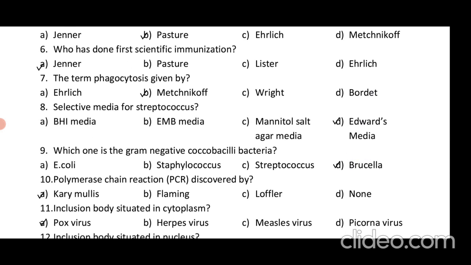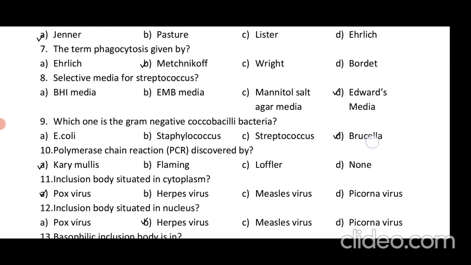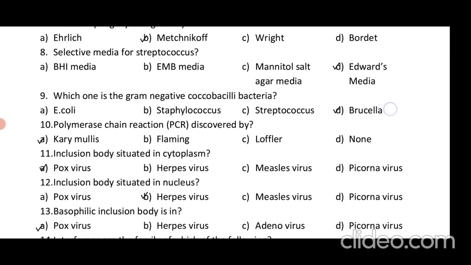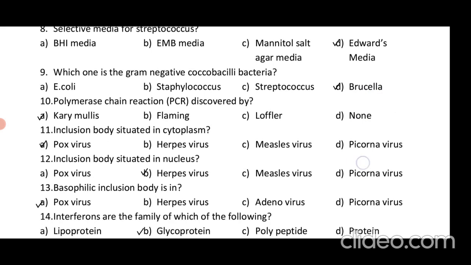Inclusion body situated in cytoplasm is by pox virus. DNA viruses make the inclusion bodies in the nucleus, and RNA viruses make inclusion bodies in the cytoplasm. Pox virus is an exception, so it is vice versa. Inclusion body situated in nucleus is by herpes virus. Basophilic inclusion body is in pox virus.